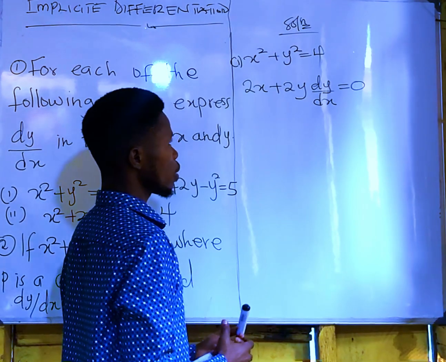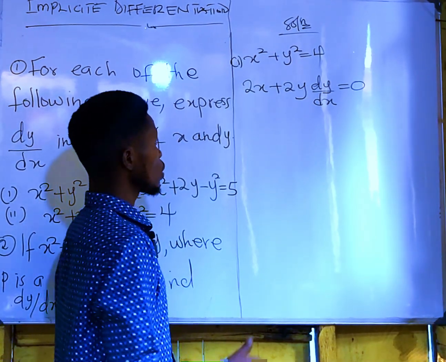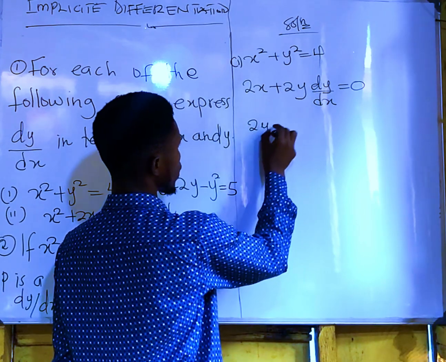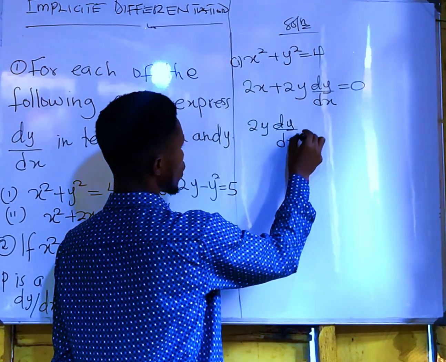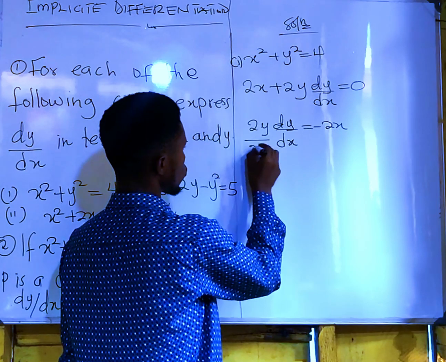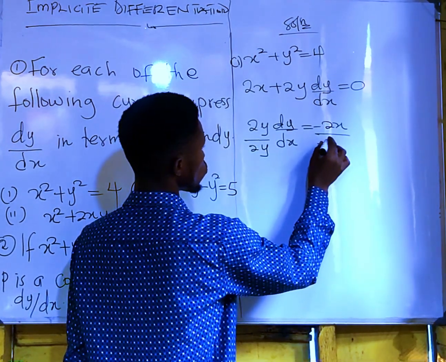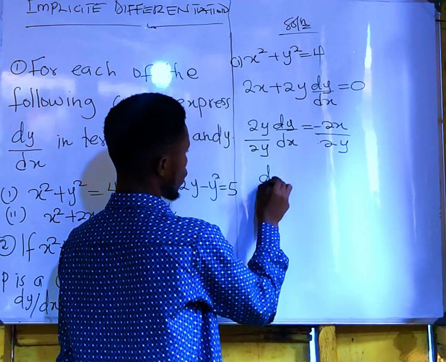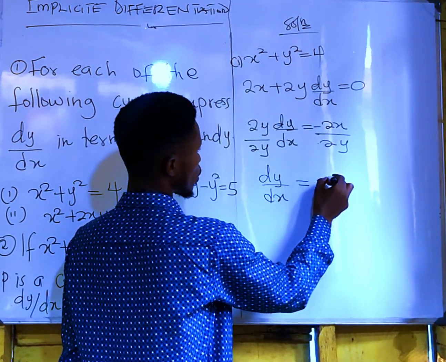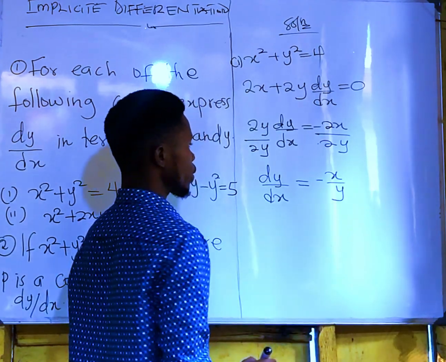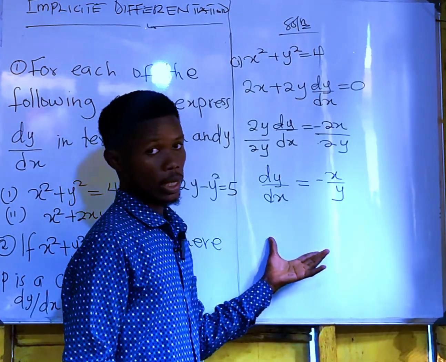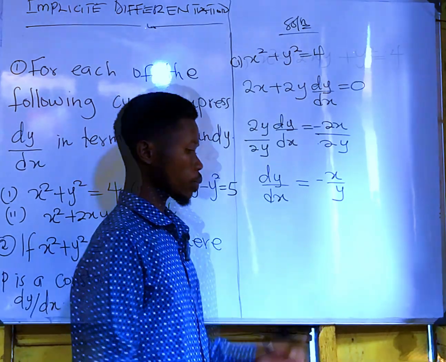Now, the aim here is that you have to make dy/dx the subject. So let me take the additive inverse of this 2x. If I do that, I'm going to have 2y dy/dx equals negative 2x. So dividing both sides by 2y, you see that we have dy/dx equals, the 2 will go with the 2, leaving negative x over y. So we are to express dy/dx in terms of x and y. So that is how it is done. This is very simple to do. Is that okay? Good. All right.